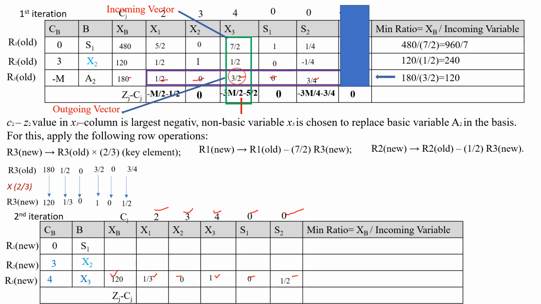Next we have to look for the second row operation, that is R1 new equal to R1 old minus 7 by 2 into R3 new. So R1 old elements are 480, 5 by 2, 0, 7 by 2, 1, 1 by 4. Similarly, R3 new elements are 120, 1 by 3, 0, 1, 0, 1 by 2.